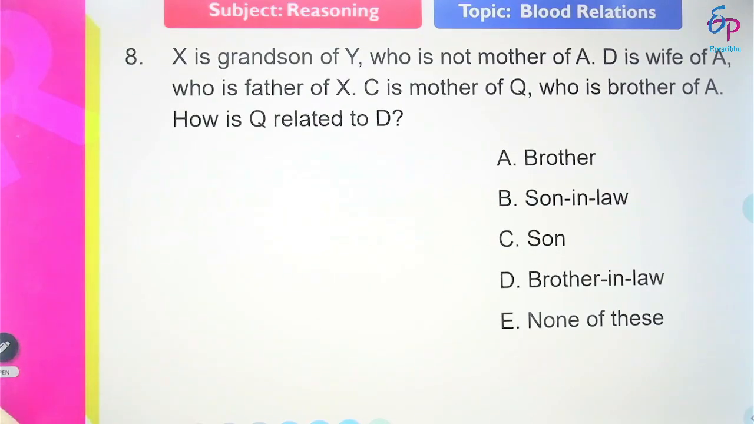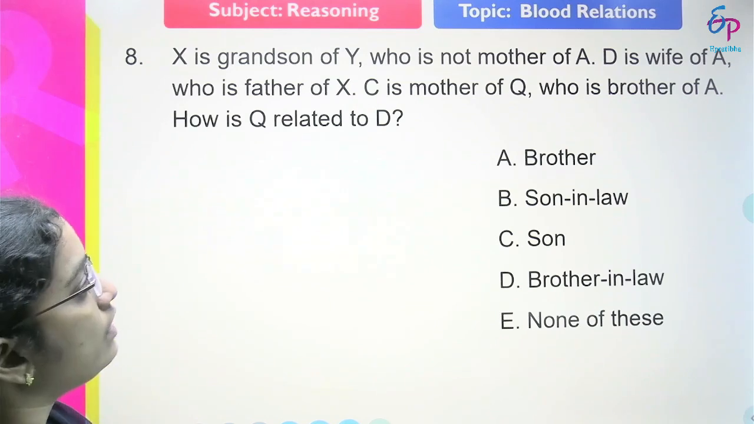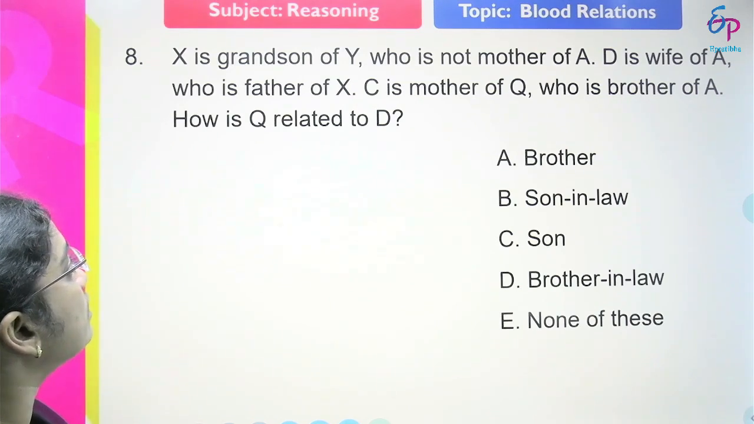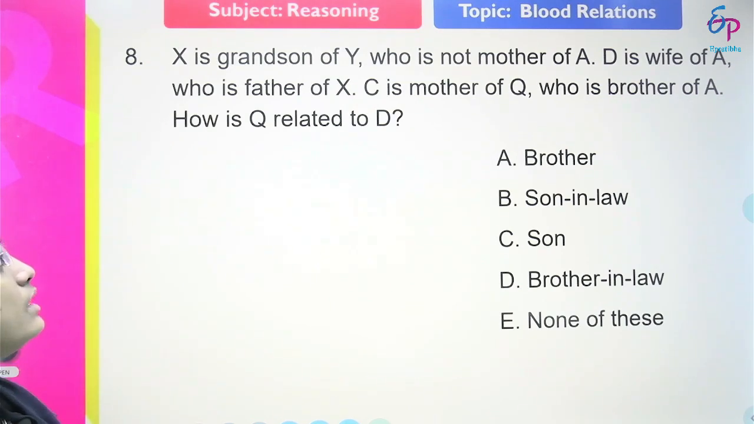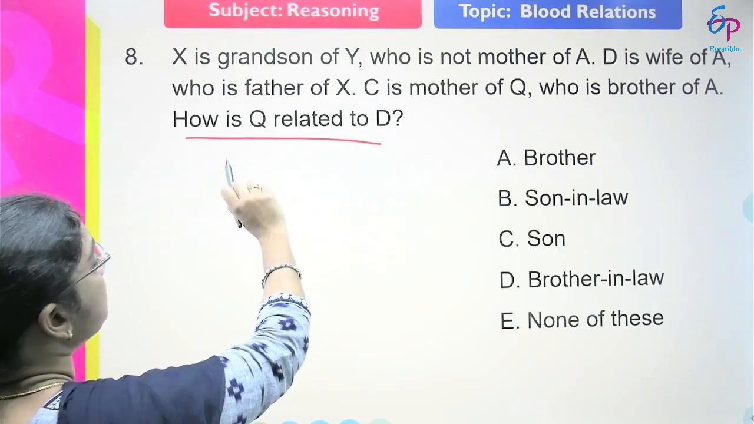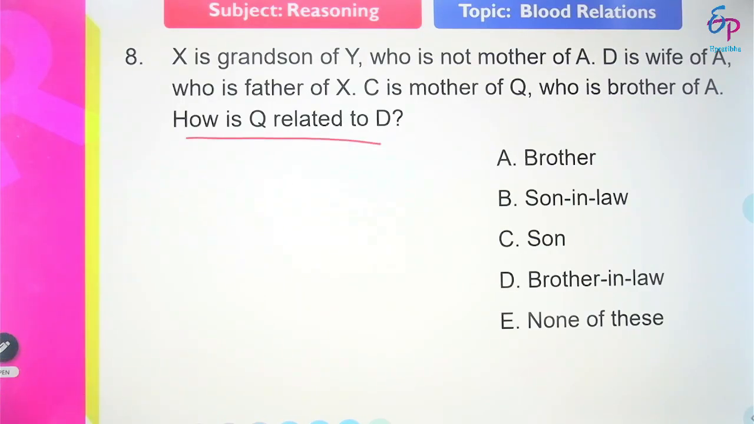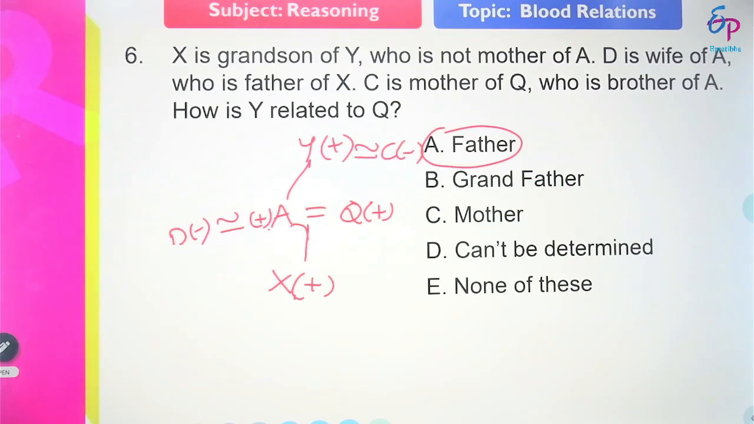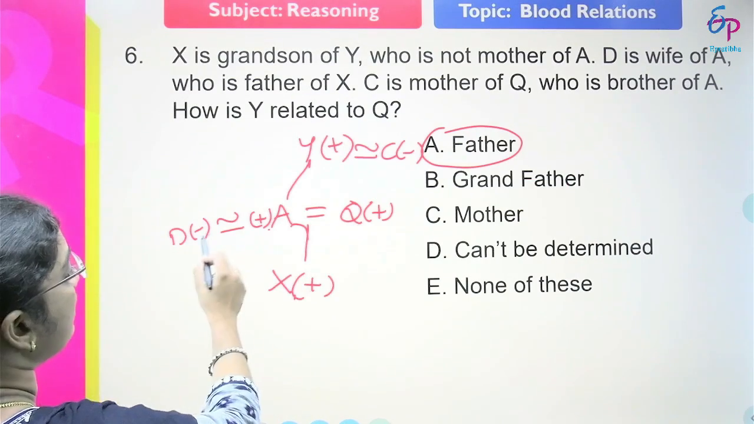X is grandson of Y, who is not mother of A. D is wife of A, who is father of X. Again we have the same information for question number 8, but the question is different. That question is, how is Q related to D?